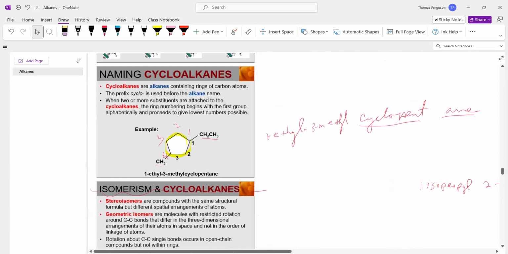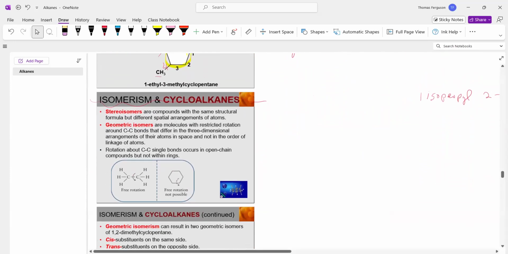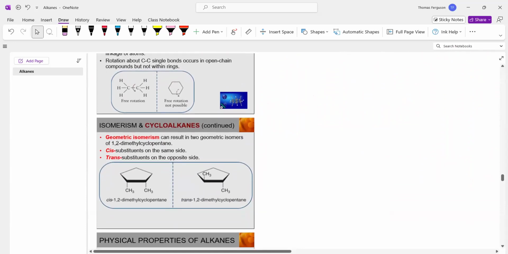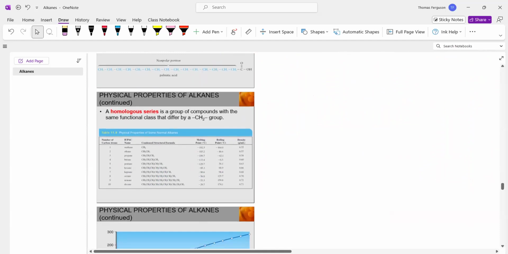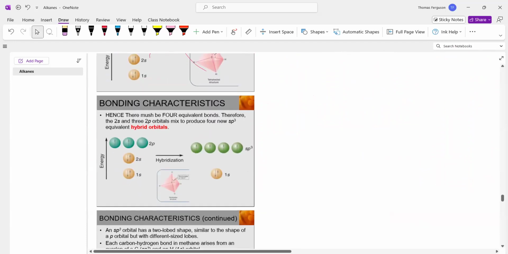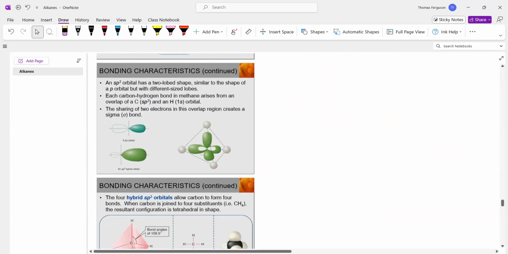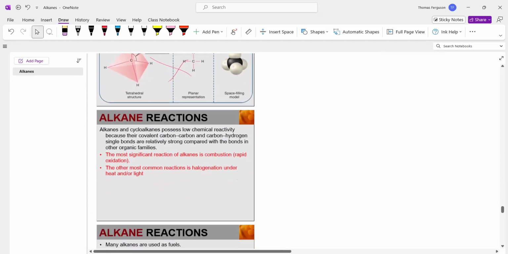Now, what I want to get into next week is more isomer stuff. And you're going to come up with something called geometric isomers, cis and trans. And you've heard of trans fats, and this is related to that. Then we're going to get into physical properties. And then we're not going to talk about bonding. It's out of the scope of the class. And talk about reactions.